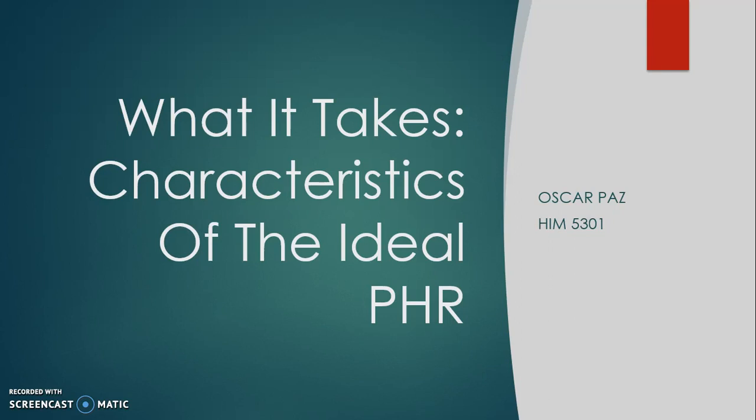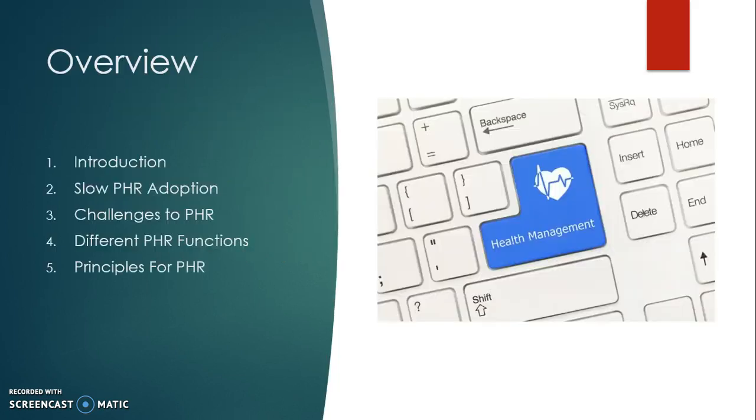The title of the reading I'm presenting is What It Takes, Characteristics of the Ideal Personal Health Record. Overview of the presentation. I'm going to start with an introduction, then talk about the adoption, challenges, functions, and the principles for the personal health record.